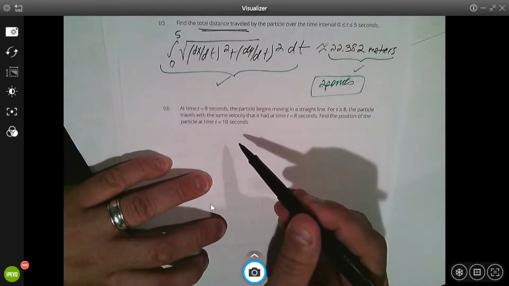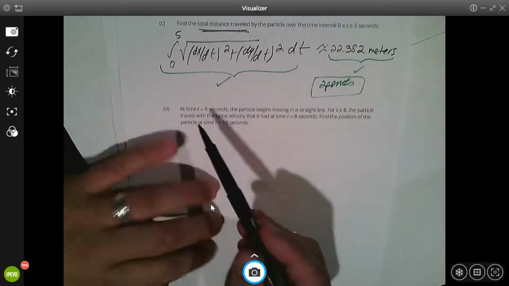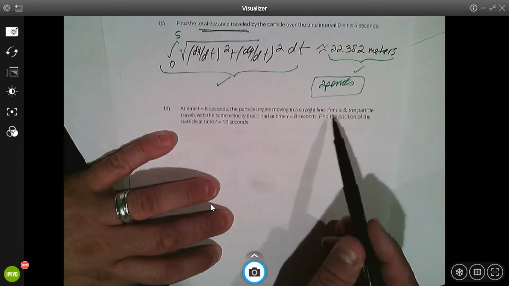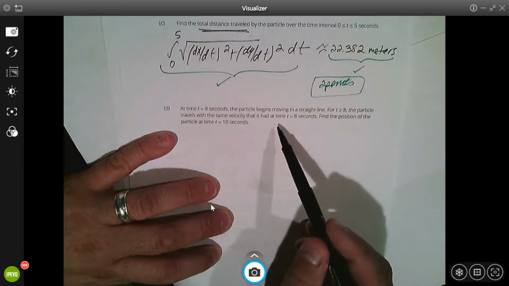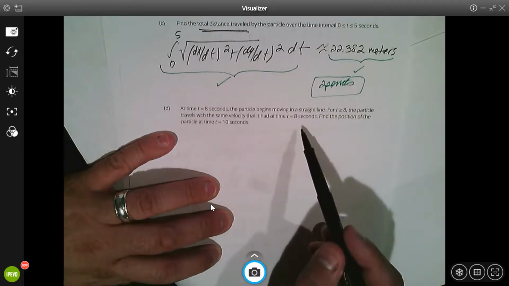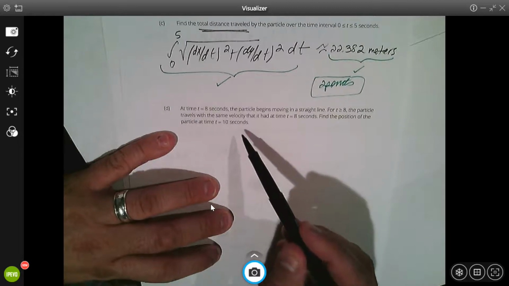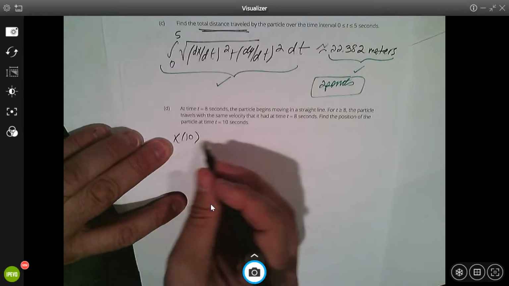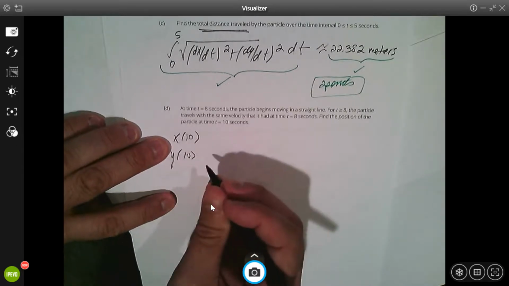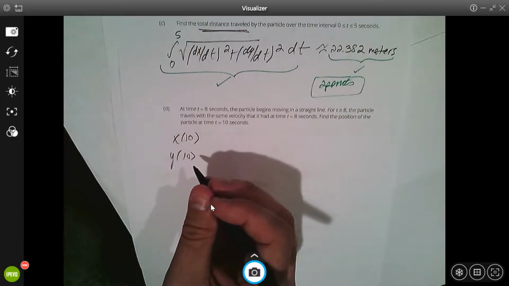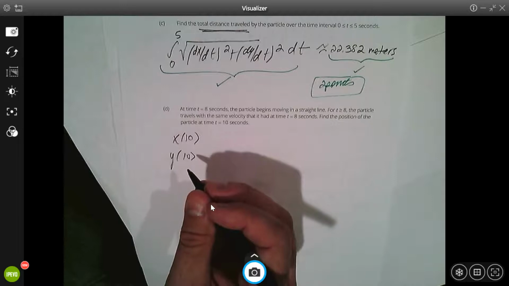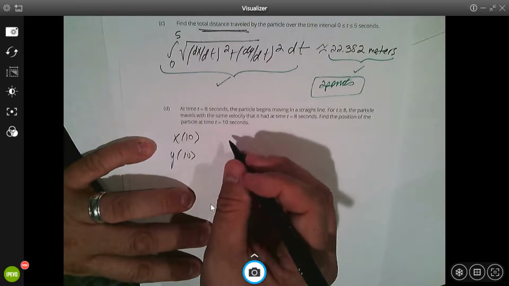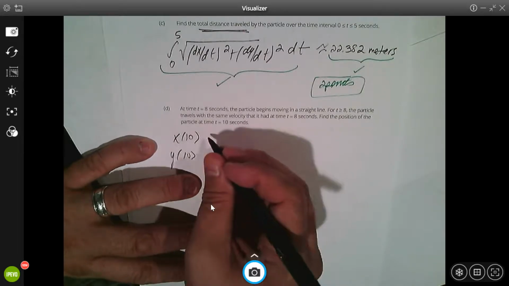Okie dokie. So let's see what's going on here. At time t equals 8 seconds, the particle begins moving in a straight line. For t greater than or equal to 8, the particle travels with the same velocity that it had at time t equals 8 seconds. Find the position of the particle at time t equals 10. That means I need to know the x-coordinate of the position at time 10, and the y-coordinate of the position at time 10. Okay, well, what's going to make this a little bit tricky is we need to figure out what was the position at time t equals 8.